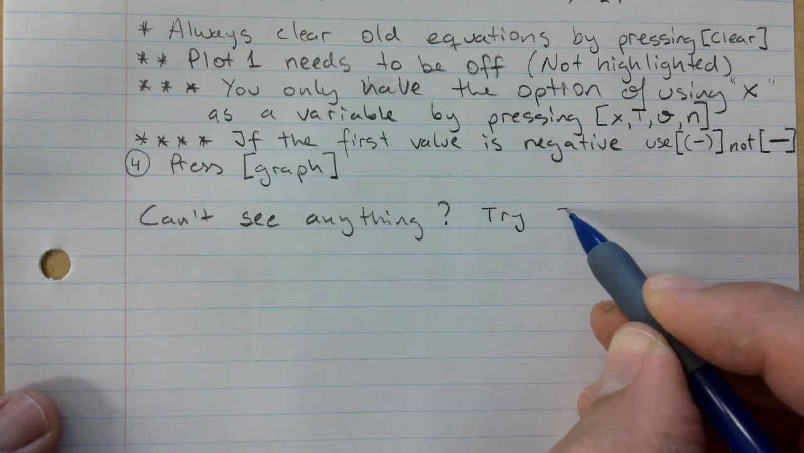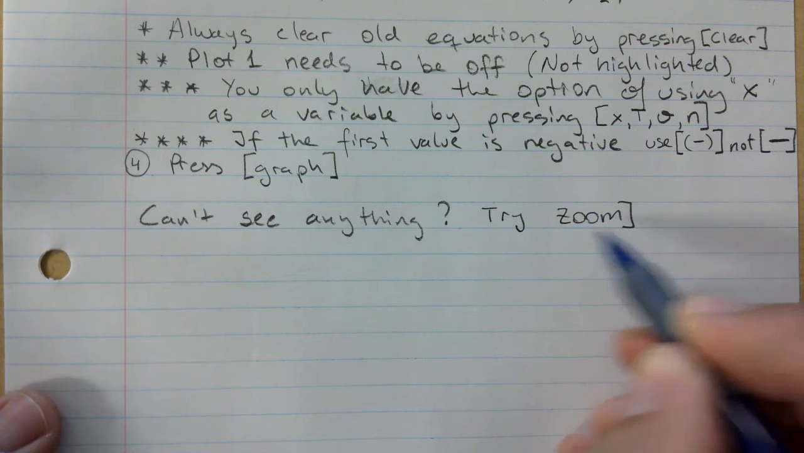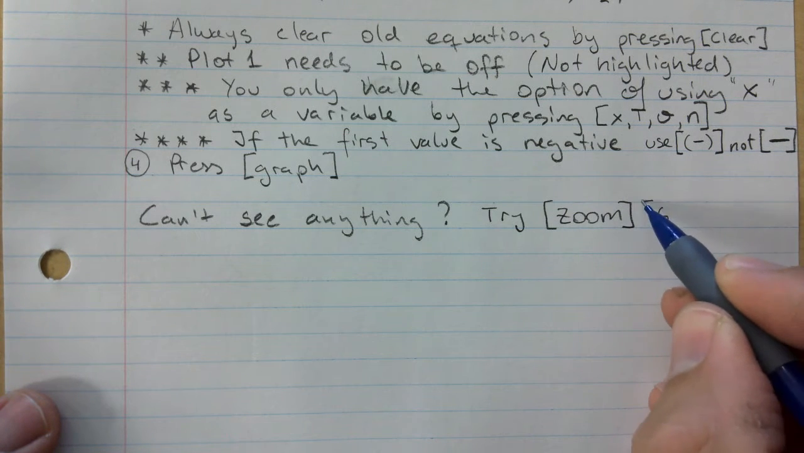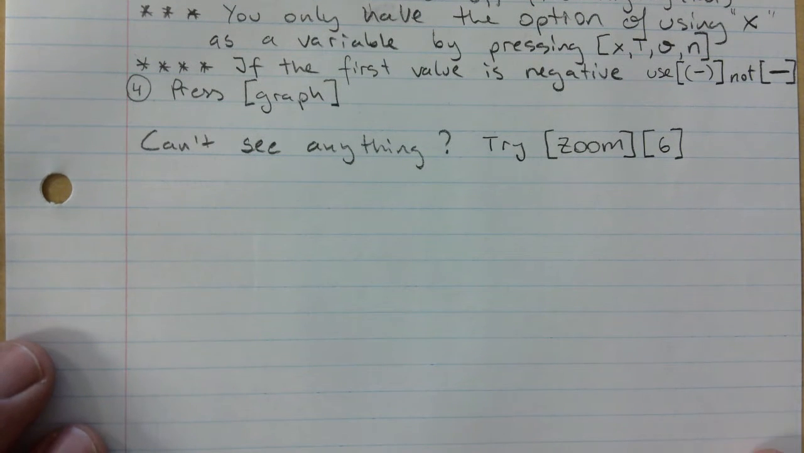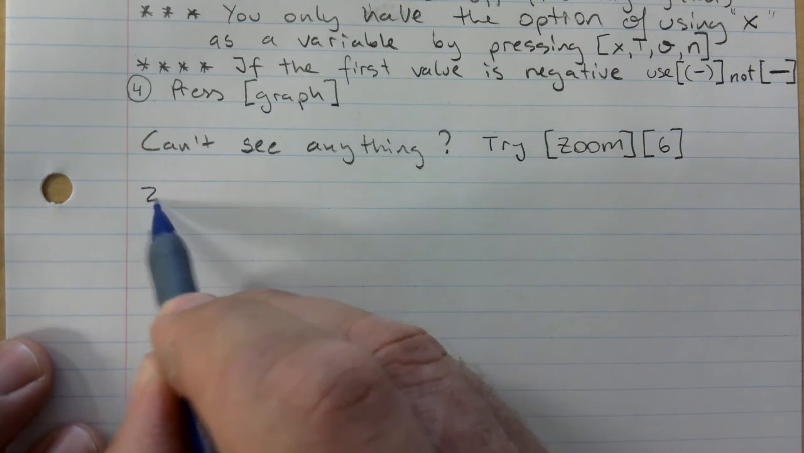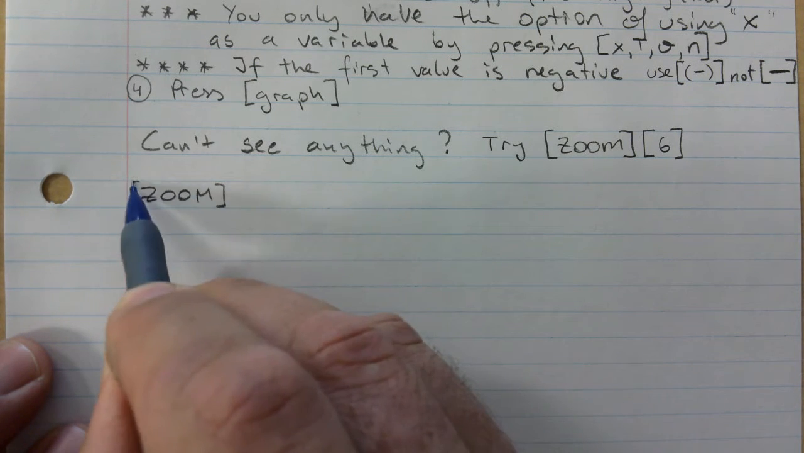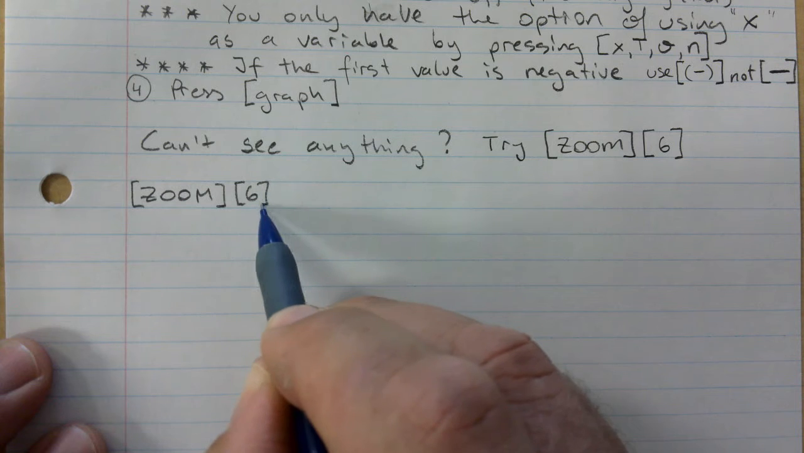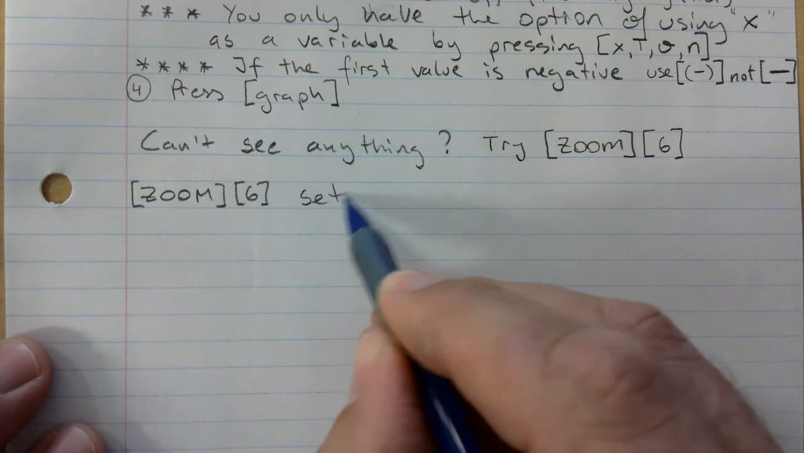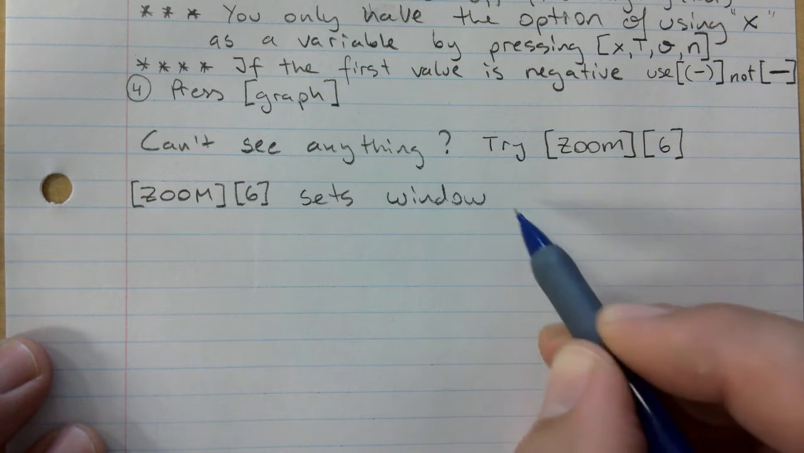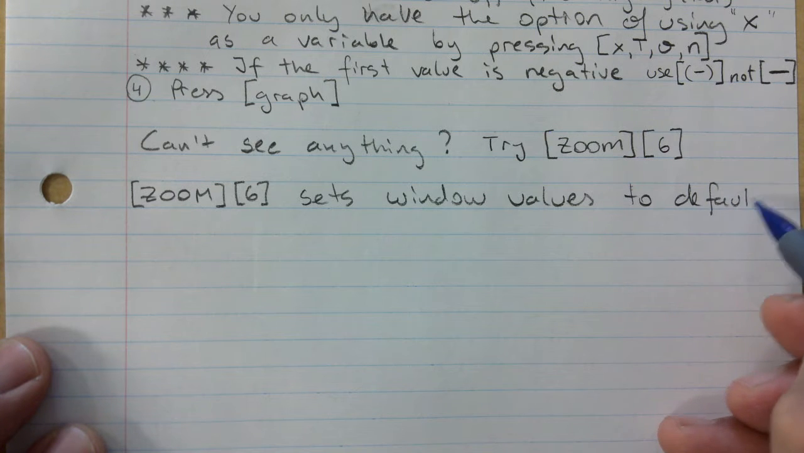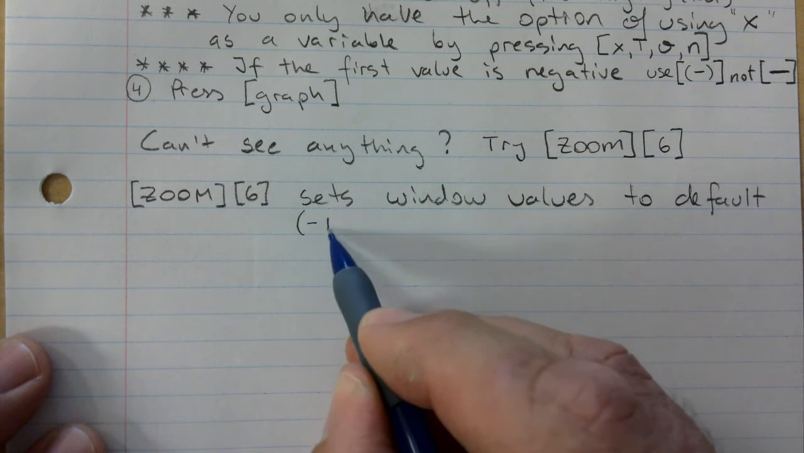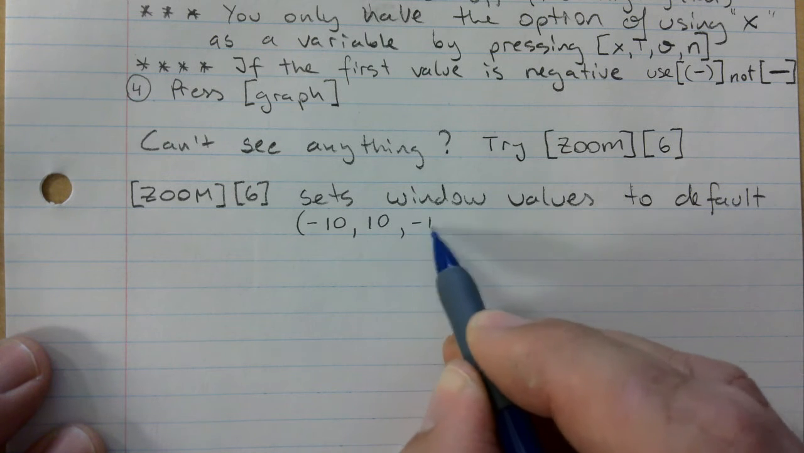try zoom followed by the number 6. And zoom 6 sets window values to default. And right now this means nothing to you, but later on it will.